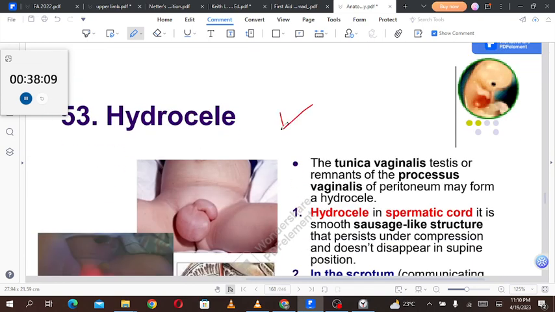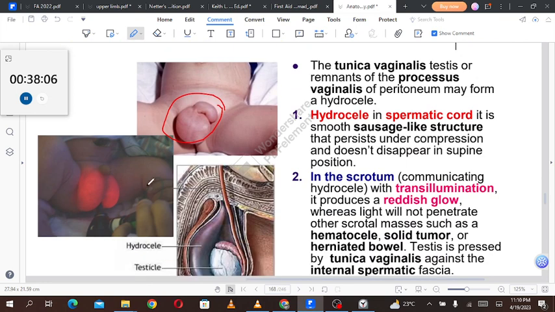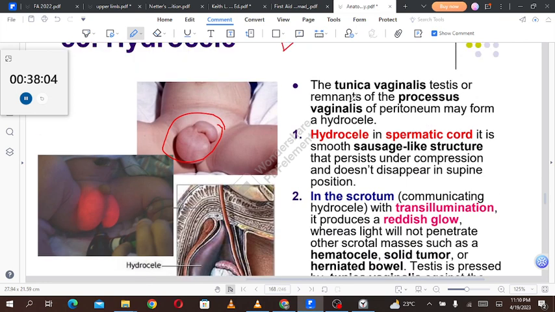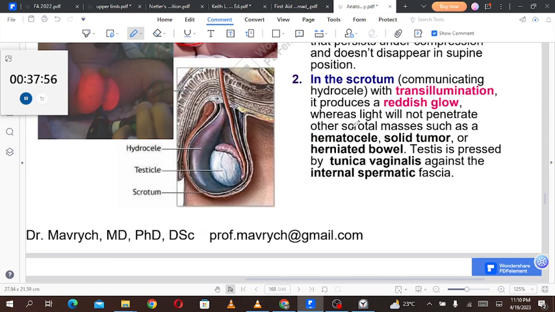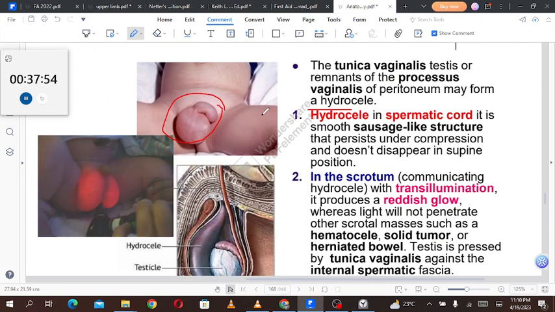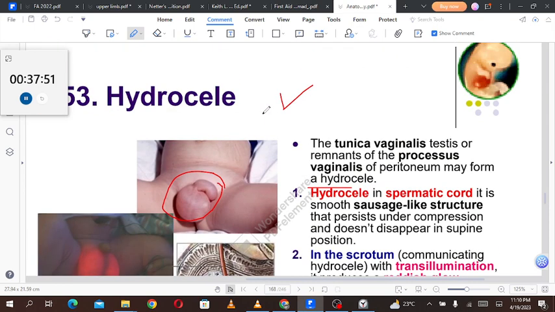Then we have hydrocele. Here you can see hydrocele. The tunica vaginalis testis, or the remnant of the processus vaginalis of the peritoneum, may form a hydrocele. Here you can see a picture of that as well. In normal adult males, there is a structure that we call the tunica vaginalis. The tunica vaginalis is the remnant of the processus vaginalis. The processus vaginalis is the structure that directs the testis descent from the abdominal cavity all the way down to the scrotum. Now in adults, that cavity, the processus vaginalis, has been obliterated, and that remnant is now supporting the testis in the scrotum.